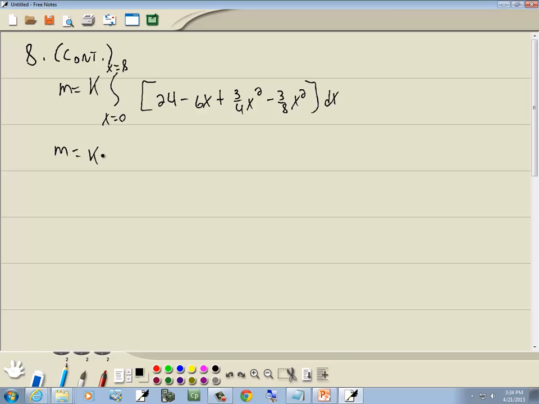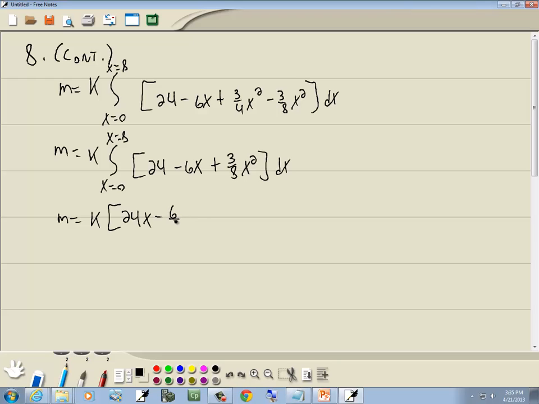Okay, try 2. X equals 0 to x equals 8. 24 minus 6x. Now, get a common denominator. This would be 6/8 x squared, so that gives us 3/8 x squared dx. Okay, so now I'm going to take the integral of that. So that gives us 24x minus 6/2 x squared plus 3/8 times 1/3 x to the third from x equals 0 to x equals 8.